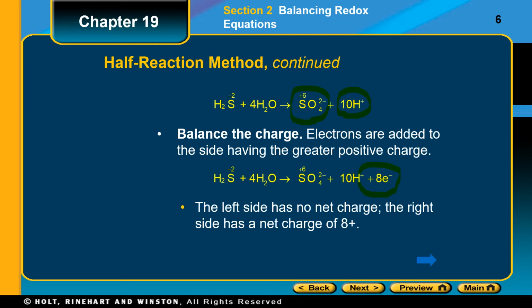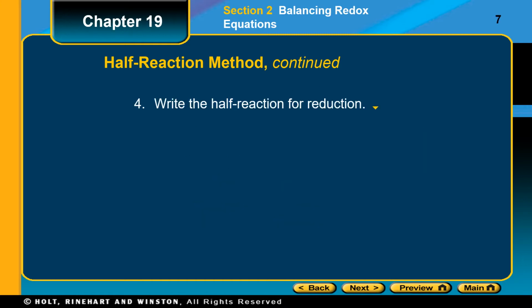Now, the left side had no charge, we said, and the right side had a charge of +8, so that's why we added the +8 electrons. Okay, so that takes care of the oxidation half reaction. Now we need to take the part that was reduction, and the part that's reduction was the nitrate ion changing to the nitrogen dioxide.